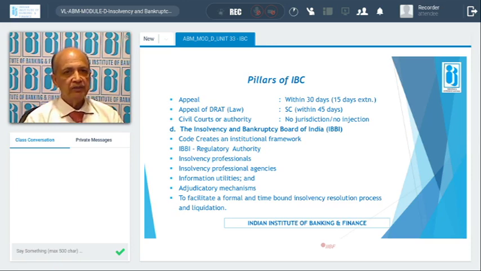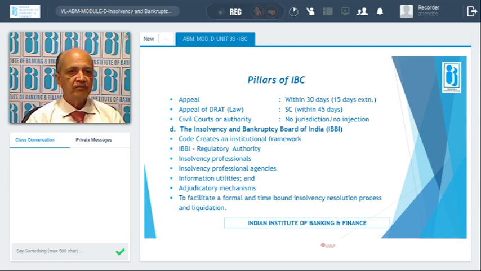Now the fourth pillar is the Insolvency and Bankruptcy Board of India, IBBI. IBBI is a regulatory authority so far as the code is concerned, and it creates an institutional framework. And here the other two agencies, the insolvency professionals and information utilities, come under this one.